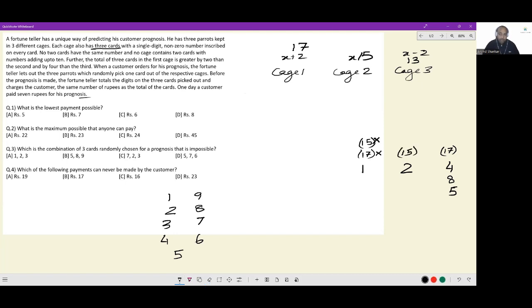In order to make 15 in the group that contains 2, 2 is already used up. I need 13 now. 9 and 4 I cannot use up because 4 is already there. 8 I cannot use at all because with 2, 8 cannot come. 7 and 6, can I use them up? Yes, I can use up 7 and 6. And therefore, this grouping should now have 13.